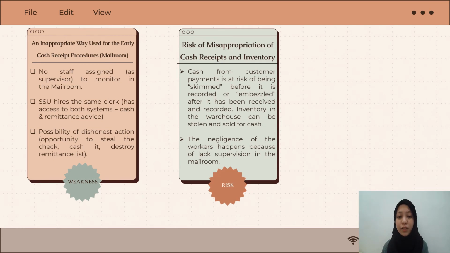Misappropriation of cash receipt and inventory. Cash from customer payment is at risk of being skimmed before it's recorded or embezzled after it has been received and recorded. Inventory in the warehouse can be stolen and sold for cash.